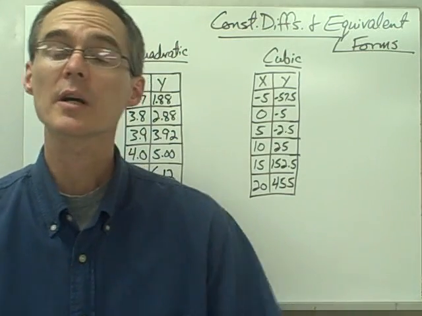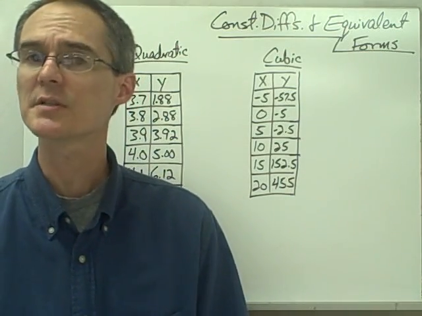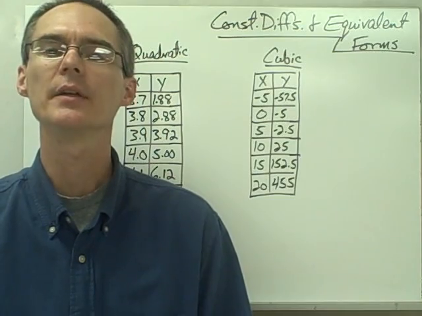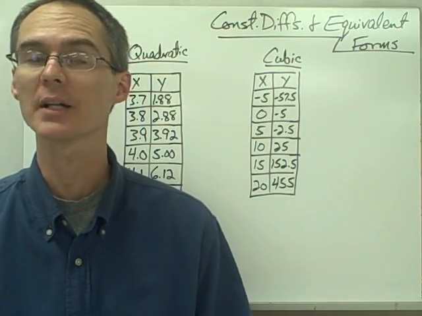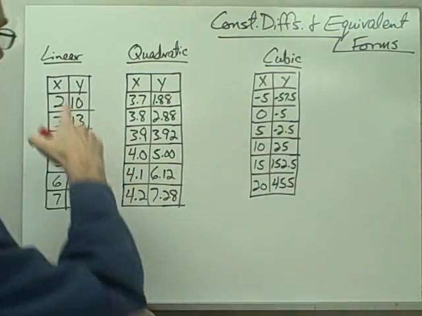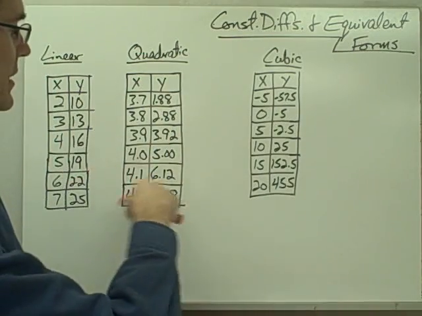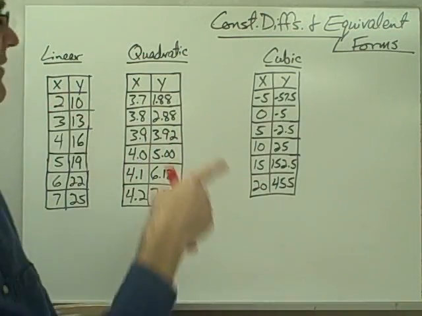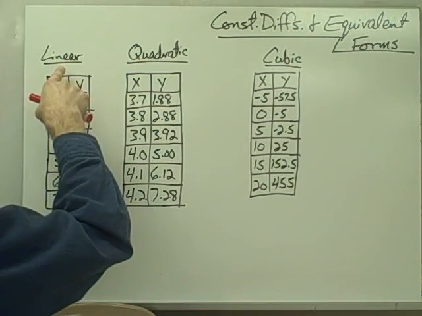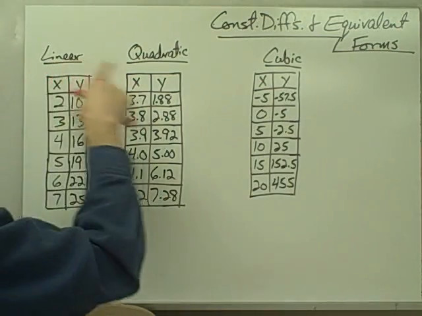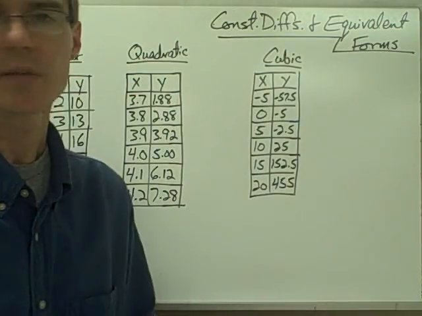Okay, in this video we're going to talk about something called the constant differences method, and we're also going to look at the different forms of a quadratic polynomial. Now, in this example we have three different tables of xy values, and we're told these tables of values represent a linear function, a quadratic function, and a cubic function.